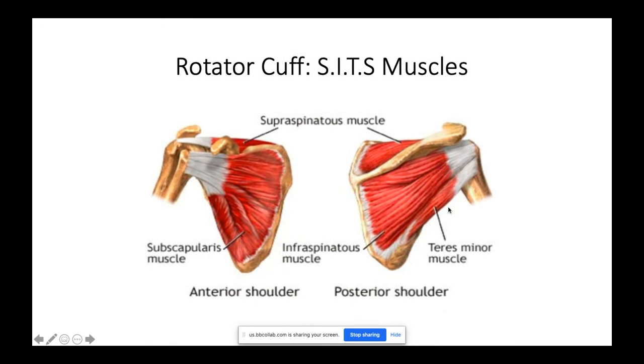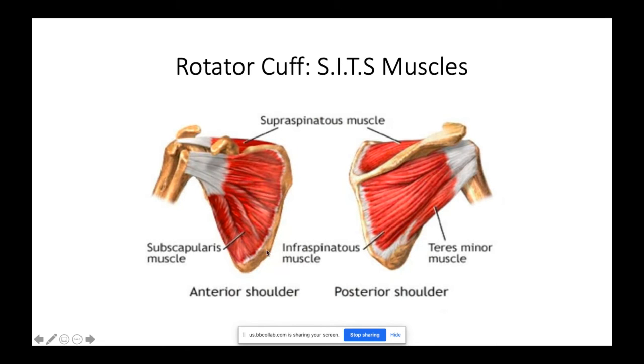So on the right-hand side, you can see three of the four rotator cuff muscles. Here's the spine of the scapula. So above it is the supraspinatus, below it, infraspinatus, and there's teres minor. These three, 1, 2, 3, they insert right there on the greater tubercle. These three rotator cuff muscles insert on the greater tubercle.